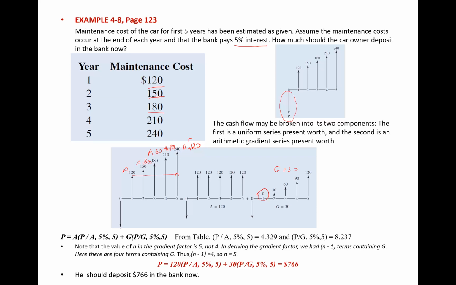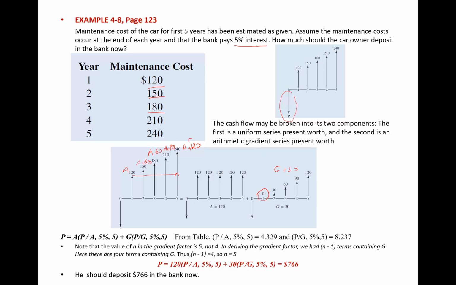So here the present value: A is 120 multiplied by the factor looking for P given A, 5%, 5 years, plus G, which is 30, multiplied by the factor looking for P given G, 5%, 5 years. From the table, there is a table at the end of the textbook with different factors, but we can calculate using the formula seen in the previous slide.